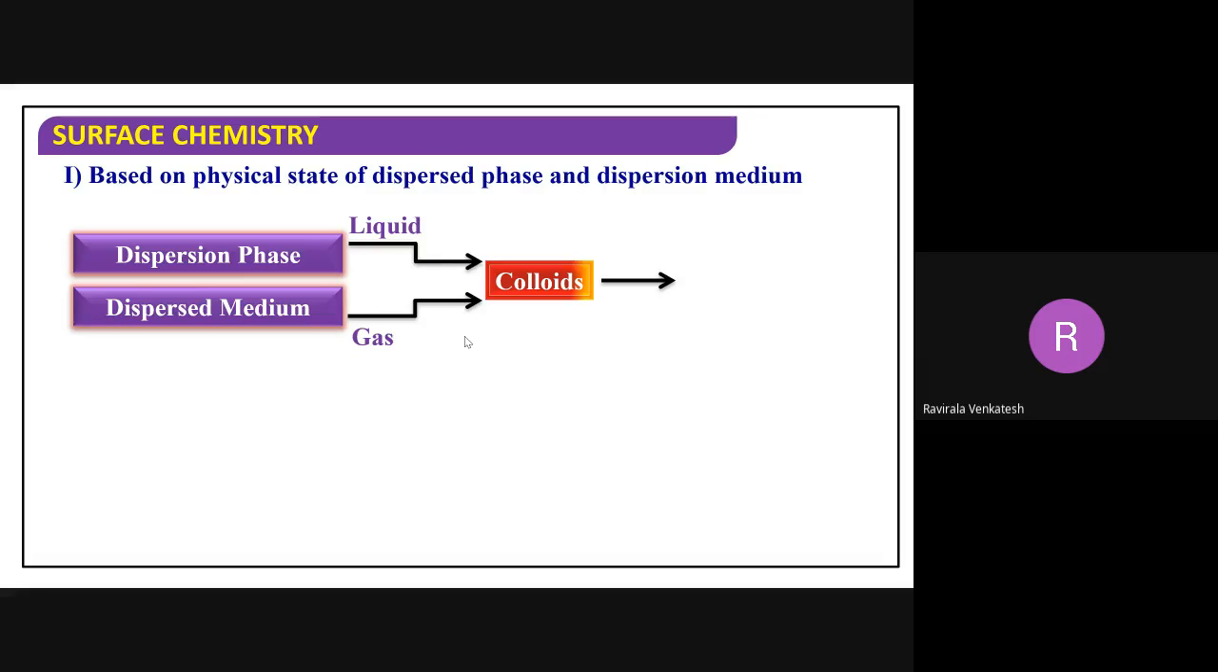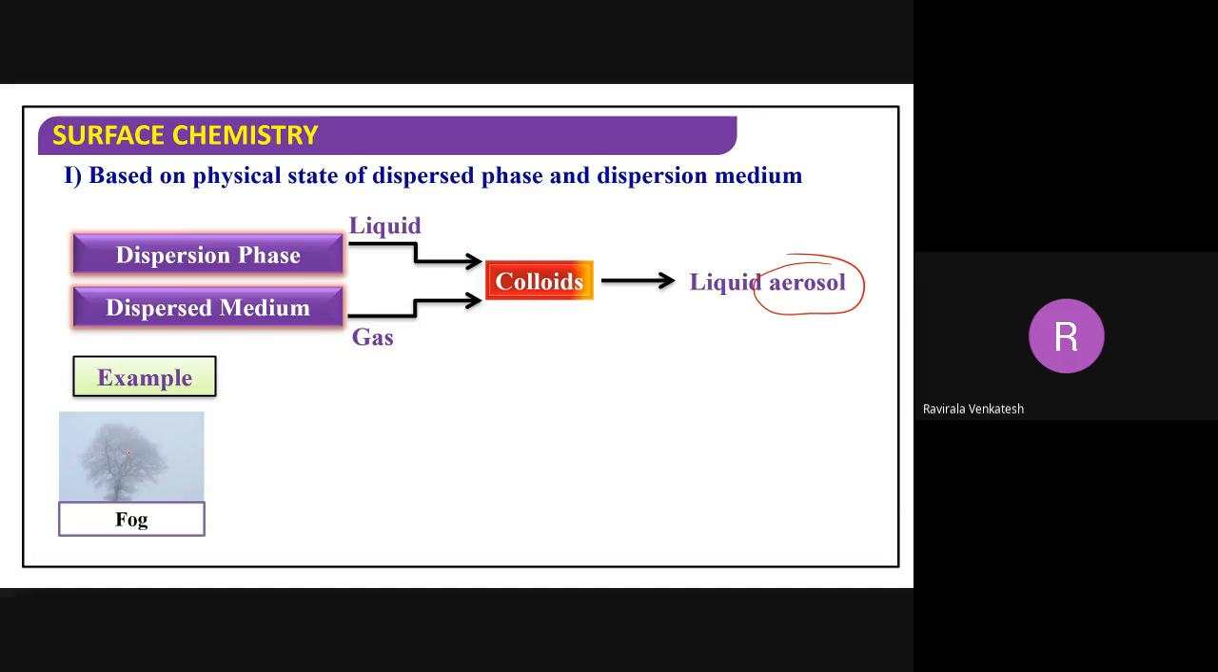Liquid in gas. Dispersion phase liquid, dispersion medium is gas. So this will be liquid aerosol, in which the dispersion medium is gas. Now the best example we can take is fog. Fog is actually water droplets present in the air. So water droplets are in liquid state, so liquid in gas.